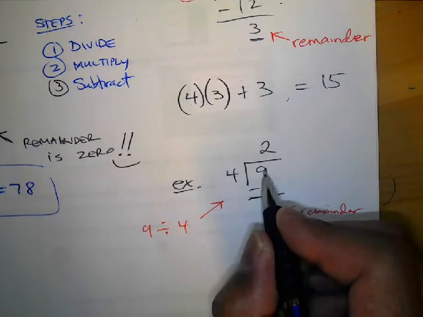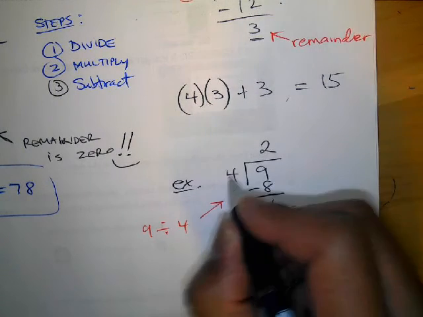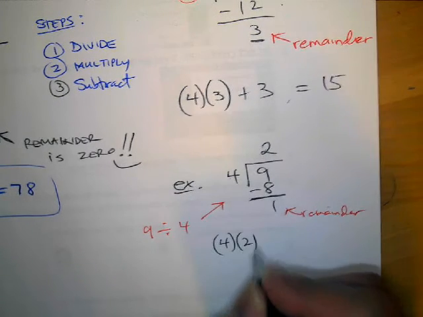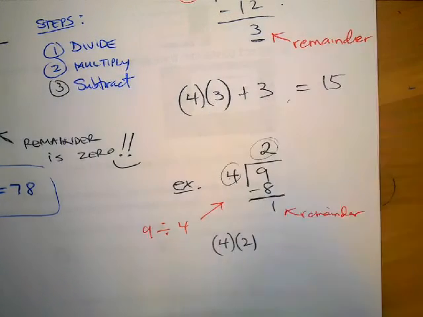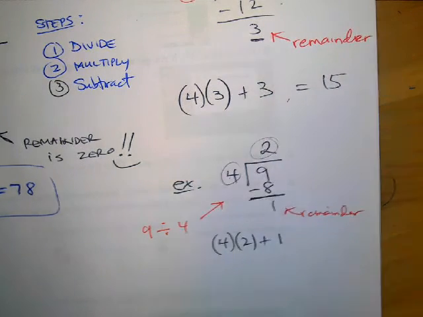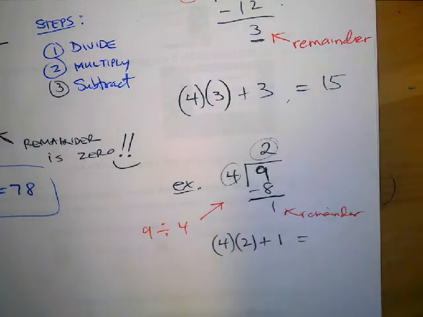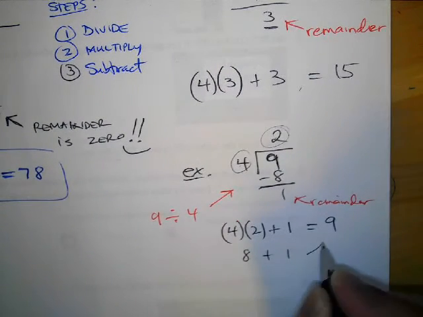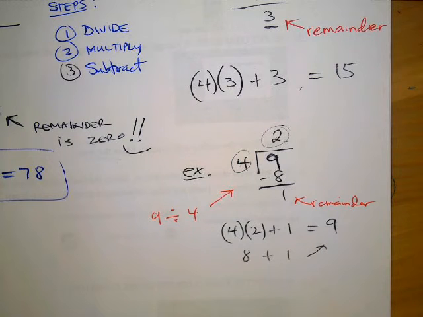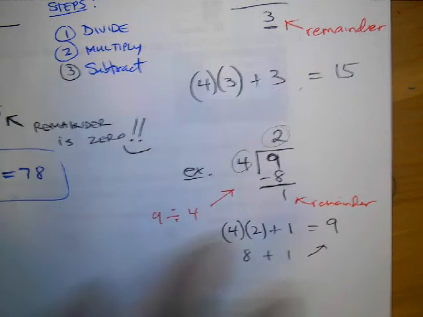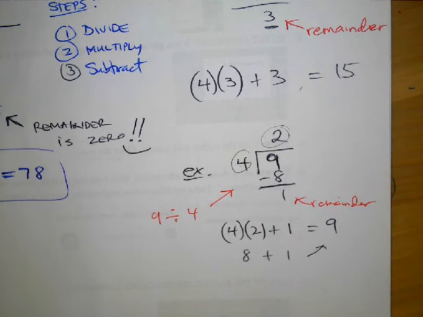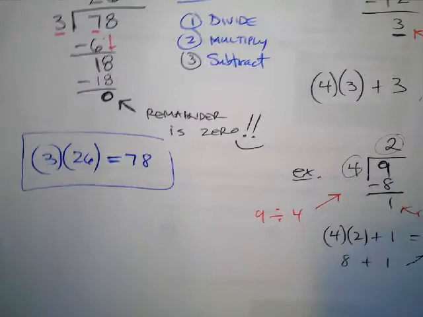Well, that means that 4 times 2, this one times this one, plus the remainder is going to equal this 9 that you tried to divide into, right? That's 8 plus 1. Okay, so we make sense of it for numbers, but now we're going to do exactly the same thing for polynomials.